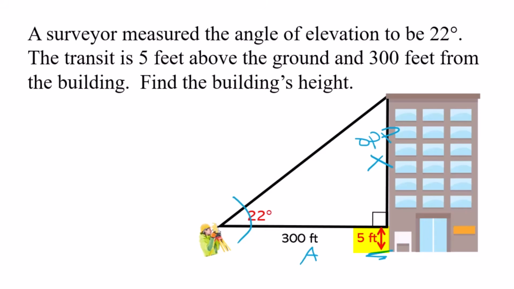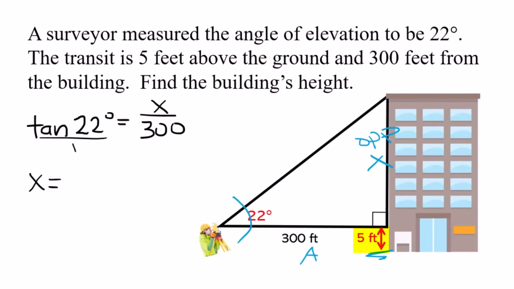So let's set this up. Which trig ratio uses opposite and adjacent? That's tangent. So the tangent of 22 degrees equals the opposite over the adjacent. And now all of a sudden it's a problem just like we were doing before. We're going to put that tangent over 1, do the cross multiplication. You get x equals 300 times tangent of 22 degrees.